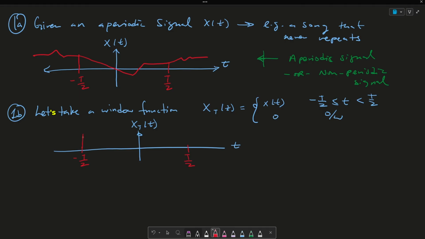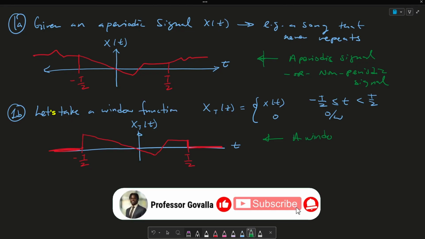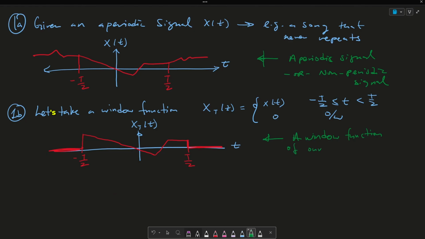And again, we can repeat that function. Again, this might not be up to scale because I'm drawing this by hand. But essentially, it takes that function from minus t over 2 to t over 2, and then elsewhere it's just 0. All right, so we've basically taken, we call this a window function of our aperiodic signal. And again, understanding this is fundamental to the continuous time Fourier transform.